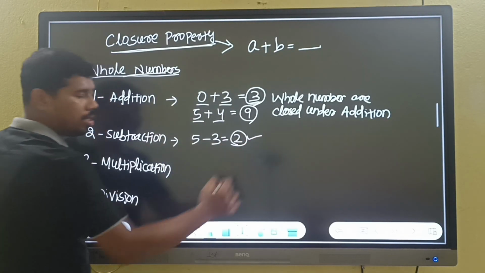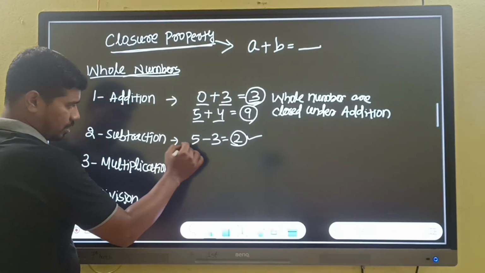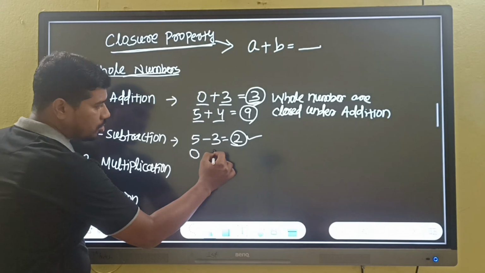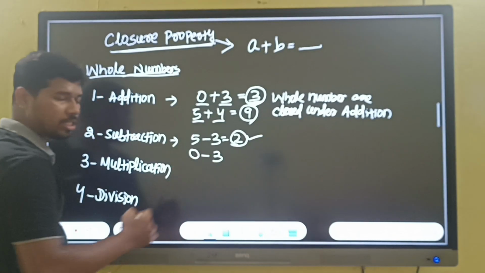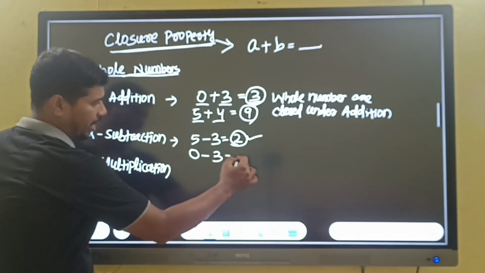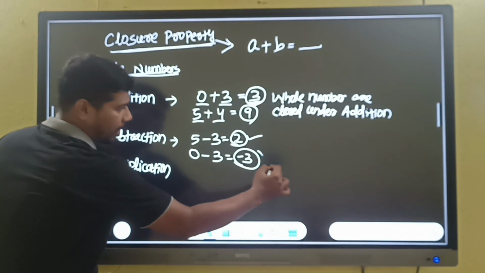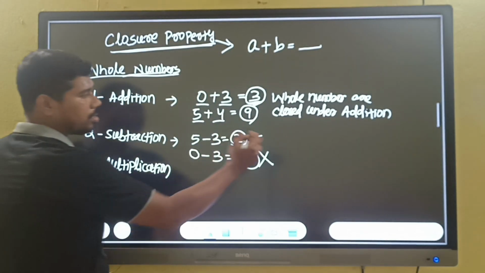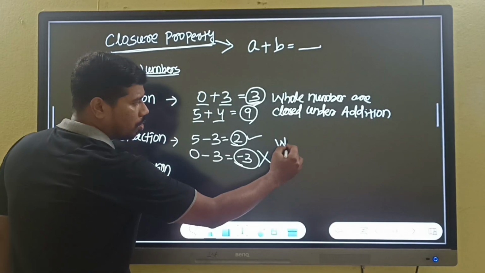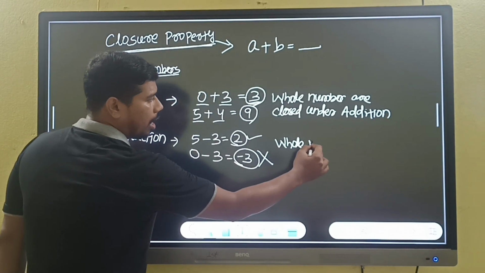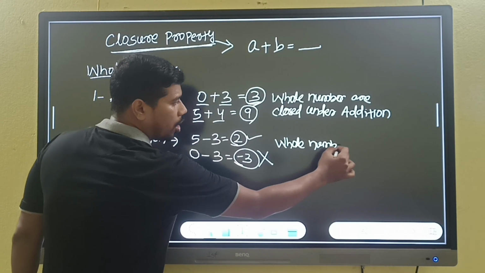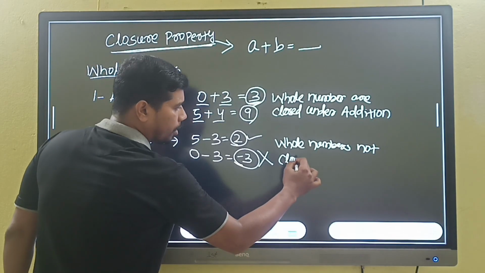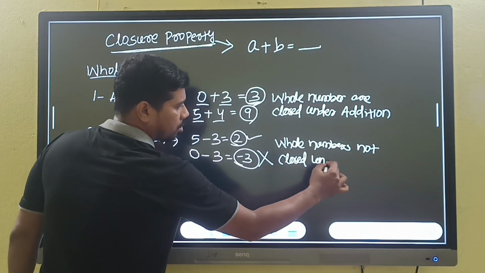So it's possible. But 0 is a whole number and 3 is another whole number. If you subtract 0 minus 3, the result is -3. That is not a whole number. So we can write that whole numbers are not closed under subtraction. Okay.